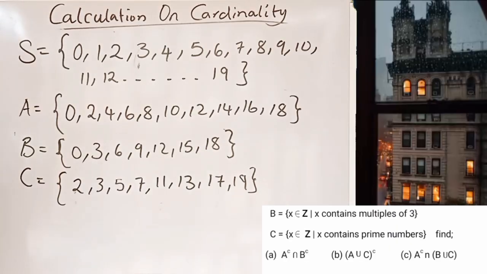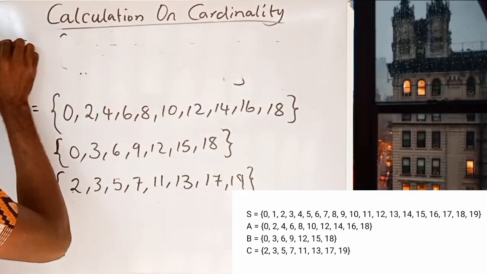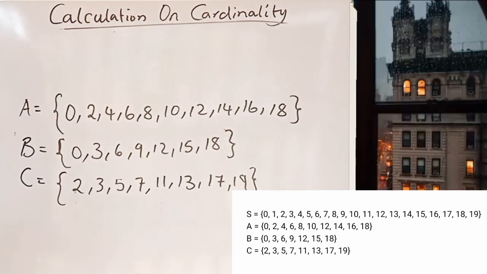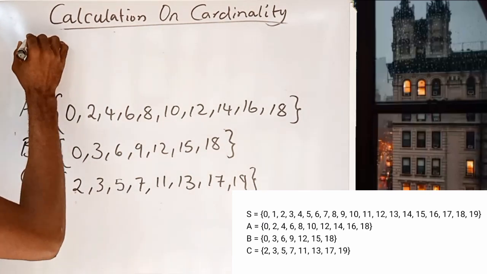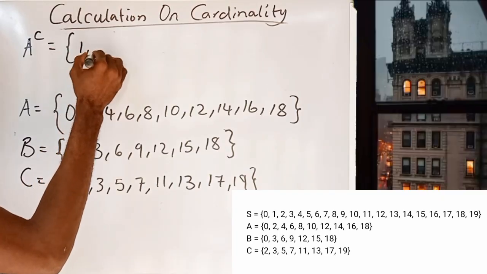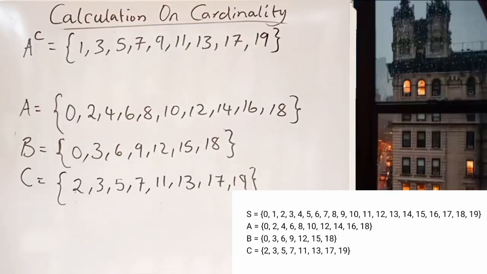The first question says A complement intersect B complement. Whenever you have questions like that, you have to figure out what the complement of A is. We already have the universal set on your screen. So what would be the elements missing in A? Let's go straight to listing out all the complements of A, so we can intersect it with the complement of B. So A complement will be, since there was 0, there was no 1, there was no 3. These are the complements of A.